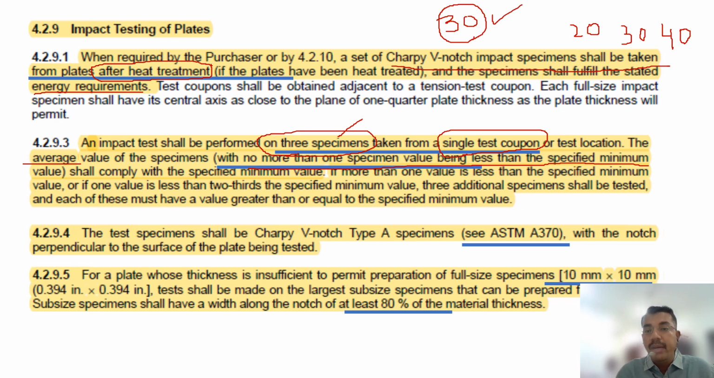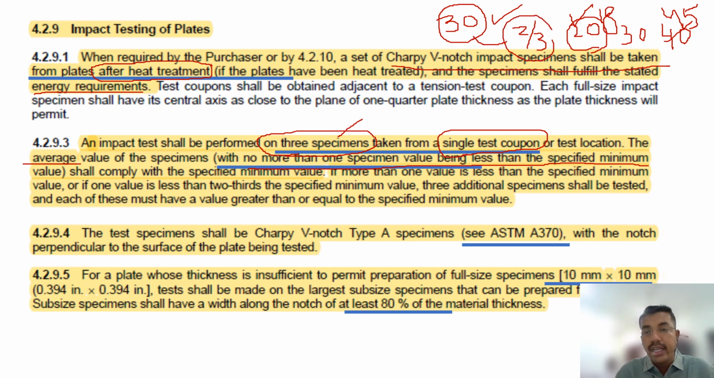But one of the values, they are calling the lowest one, should be within 2/3 of the average. Within 2/3 of the average. 30, 2/3 is how much? 20. If this value is 18, let's say this value comes 18, 30 and this one comes 45, then straight away we have to reject it because this value is lesser than 2/3 of the average value.